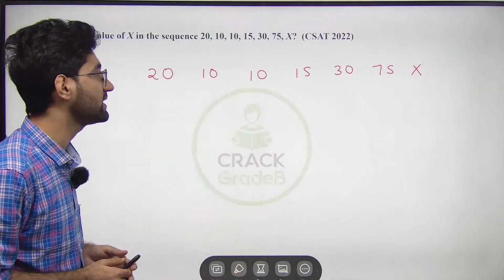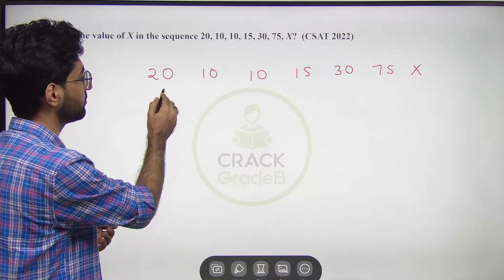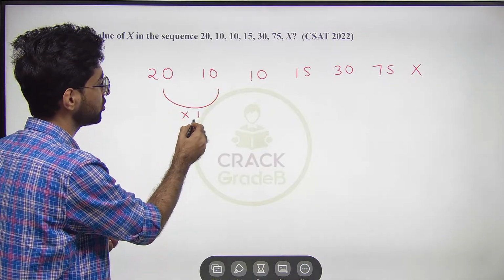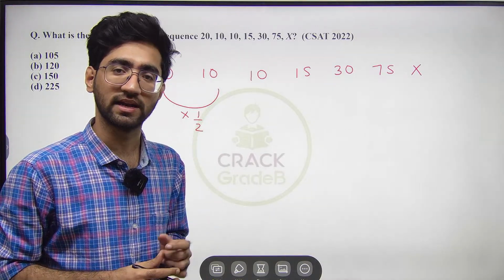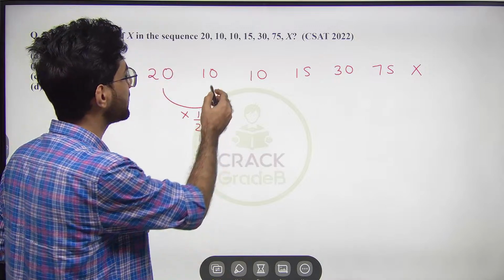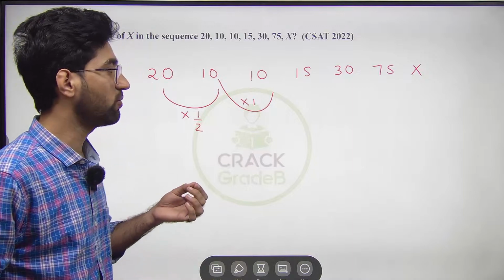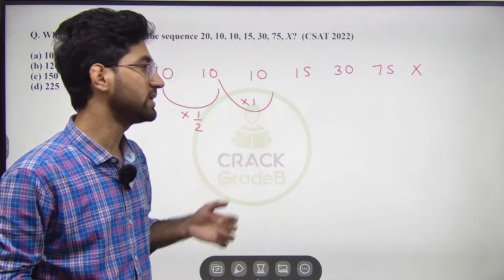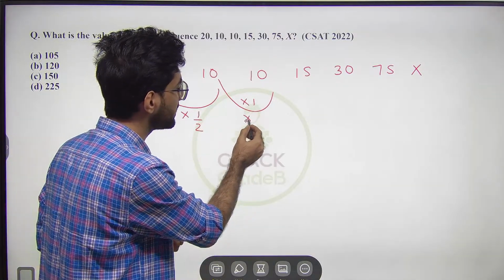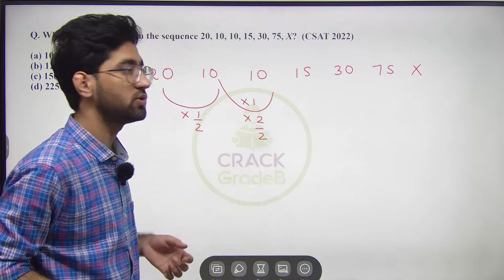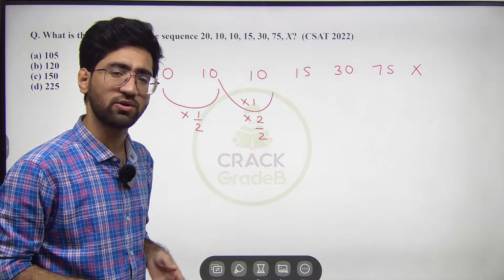So if you look at 20 and 10, these are the first and second elements of the given sequence. 20 into 1 by 2 is equal to 10. Now, if you look at 10 and 10, 10 into 1 is equal to 10. Can I say that I can write into 1 as into 2 by 2? 2 by 2 is also equal to 1.